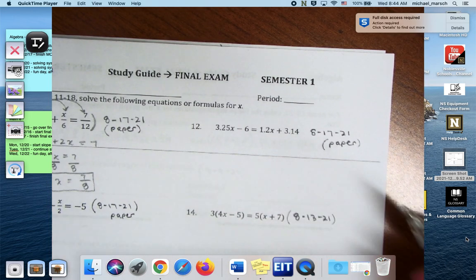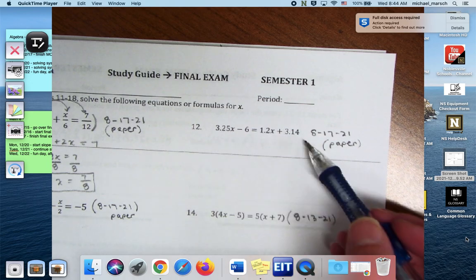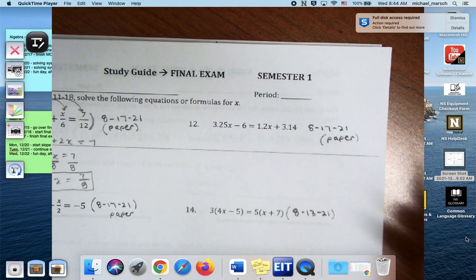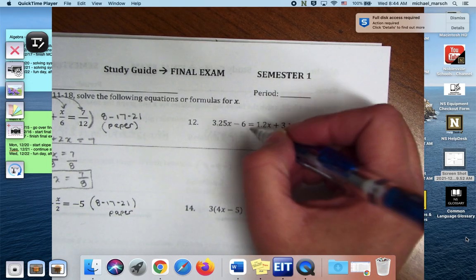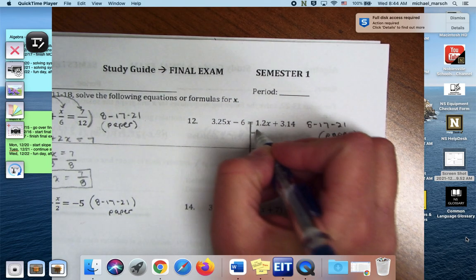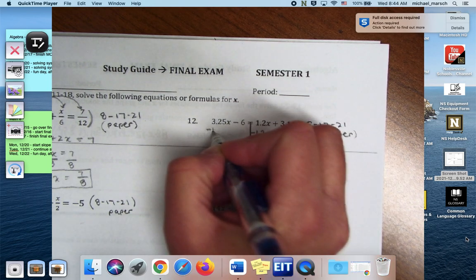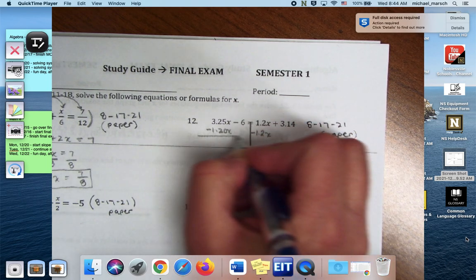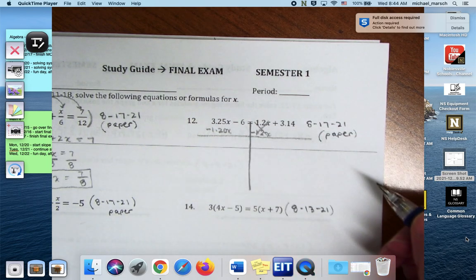Number 12, I have decimals. I could multiply everything by 100 and get rid of them, or I could just work with them. I'm going to choose to just work with them. So I've got my wall of equality here. I'm going to subtract 1.2x from both sides because I like to have positive variable values.